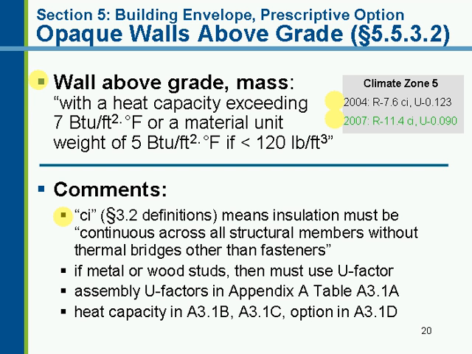So be aware, this does not mean insulation between metal studs or Z-channels. This is really insulation which is only the insulation, so glued to the masonry wall or with some tiny metal clips that are just fastening it. If you have the wood or metal studs, then you need to use the U-factor approach. And there are tables in Appendix A, A3.1A, and the heat capacity for the various different assemblies is in tables A3.1B, C, and D. So you can take a look at those if you need to look up the heat capacity. And again, a lot of that reference material is in Appendix A, so you shouldn't have to go to different handbooks or whatever to find that.